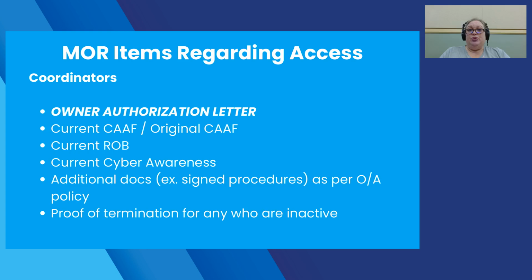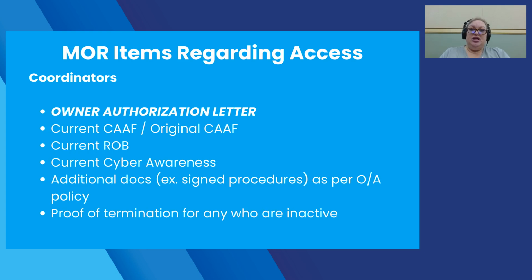They're going to put in their current electronic coordinator form and their original, the handwritten coordinator form, current rules of behavior, current cybersecurity training, and any documents that are part of the owner agent's policy on EIV. Some companies will have every user and coordinator sign acknowledgement of the individual policies. So if that's the owner agent policy, that also needs to be in there. And proof of termination for any coordinators who are inactive and may still show on the system.